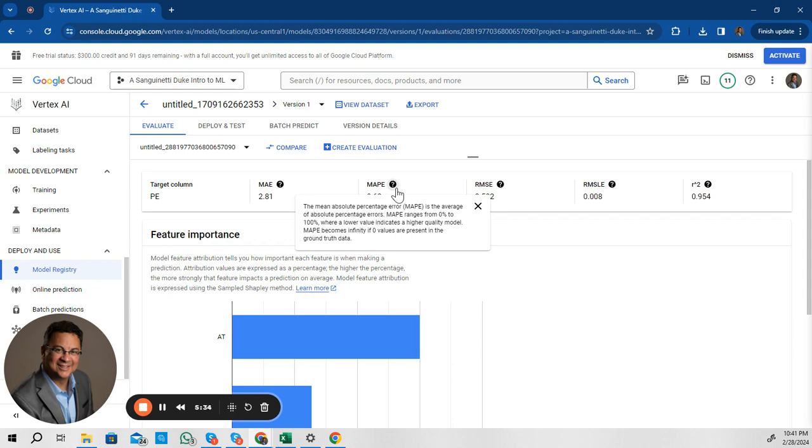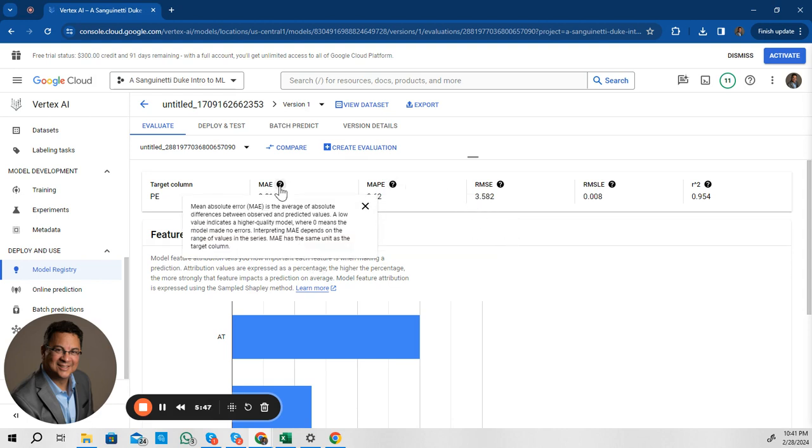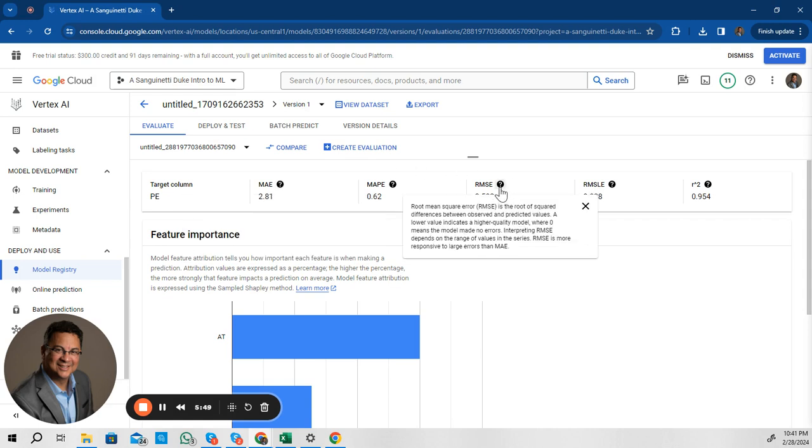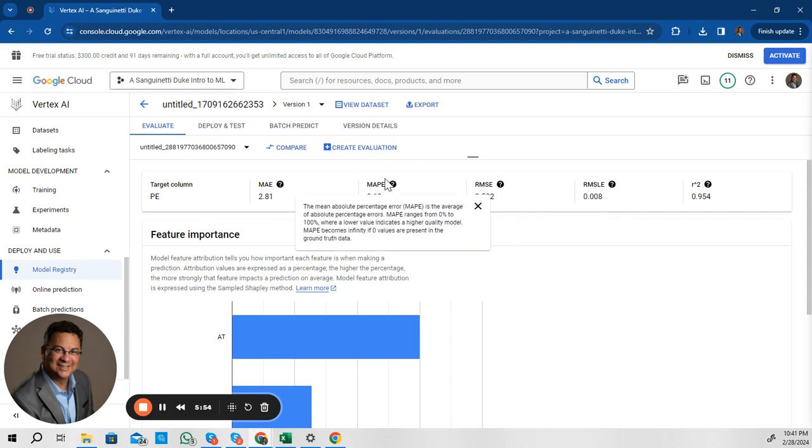In layman terms, it's at 0.62%. And as the definition of the tool will tell you, the closer you get to 0% means the higher quality of the model. The MAE numbers, the mean absolute error, as well as the root mean squared numbers are relatively low, but these two metrics I found were the easiest to explain.